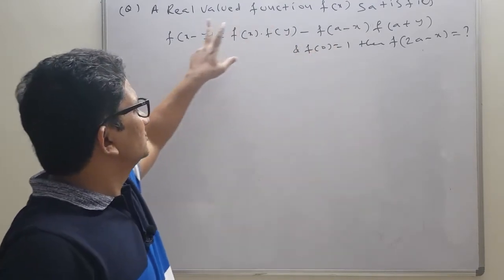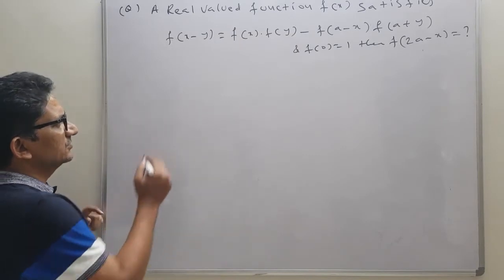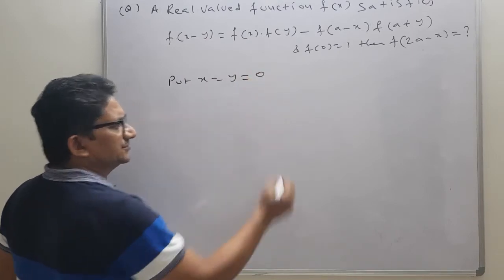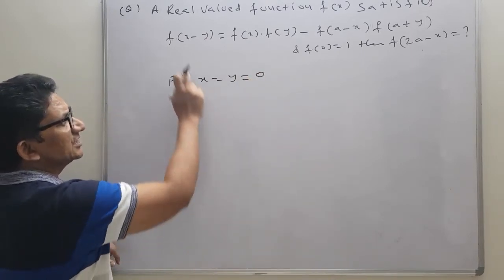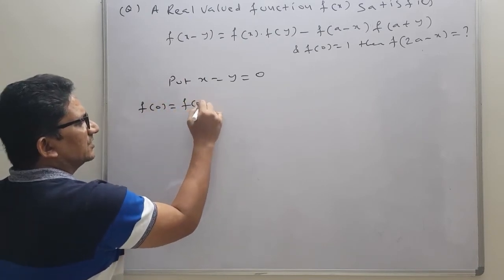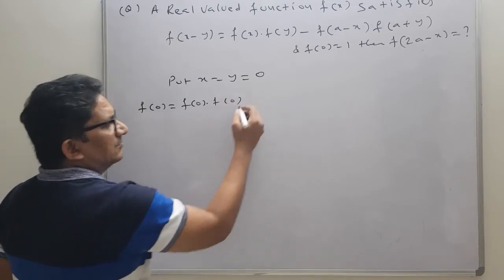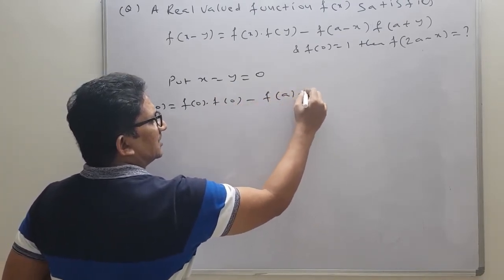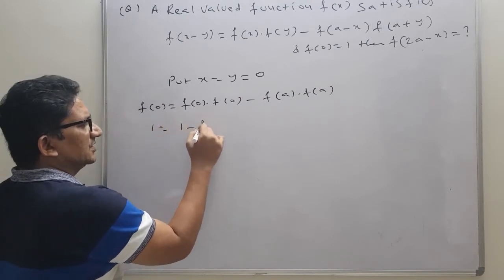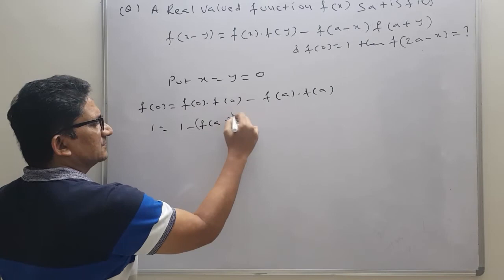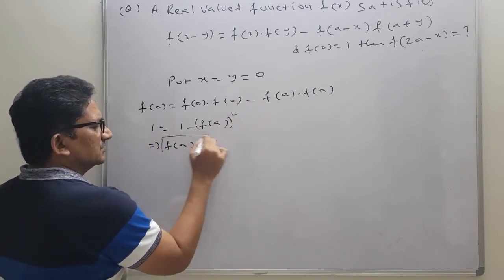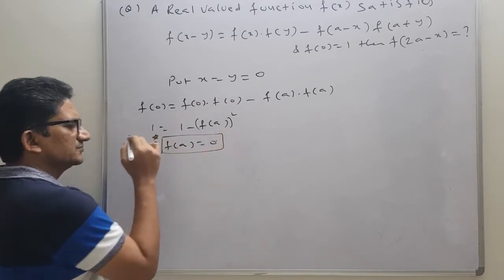to 1. To use f of 0 equals to 1 there, so we will go for put x equals to y equals to 0. If you substitute x and y both as 0, how it looks? See, f of 0 equals to f of 0 into f of 0 minus f of a into f of a. We know that f of 0 is 1, so 1 equals to 1 minus f of a whole square. That implies f of a equals to 0. So this is one value we got, which may be useful later.